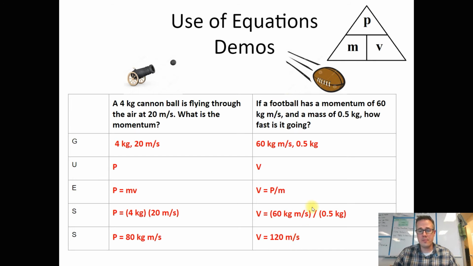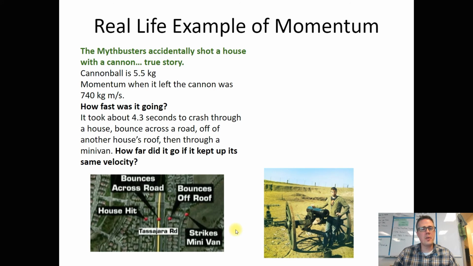Here's a real life example that I want you to think about. So true story, if you're a fan of Mythbusters like I am, maybe you've heard of this, but the Mythbusters like to do a lot of their shows with actual cannons. And one day a cannon was angled wrong or something, but basically they fired a cannonball through a neighborhood. Thankfully nobody was hurt, but here's some information about it that I found interesting. So the cannonball, I looked it up, was 5.5 kilograms, and they figured that the momentum when it was fired was 740 kilogram meters per second. Lots of momentum.